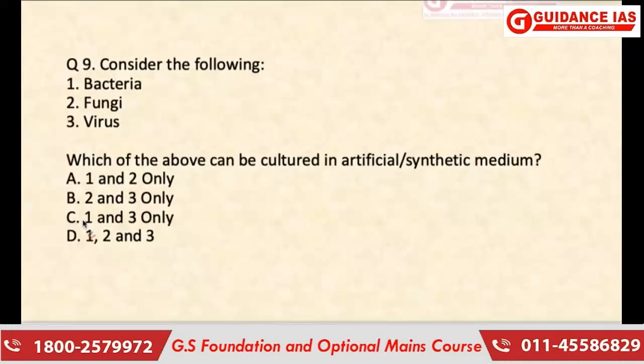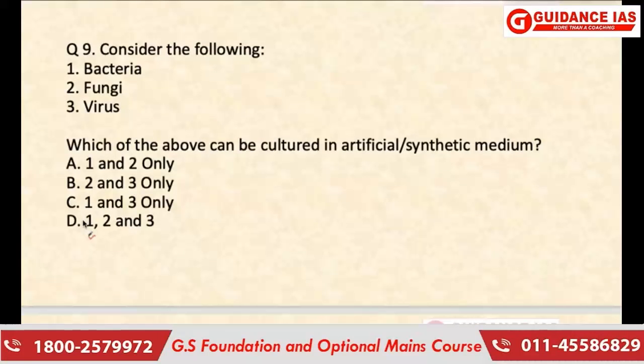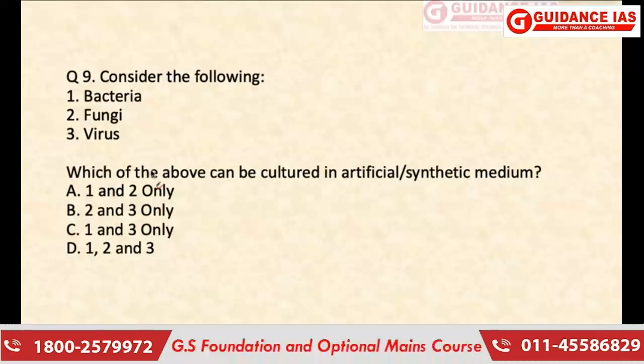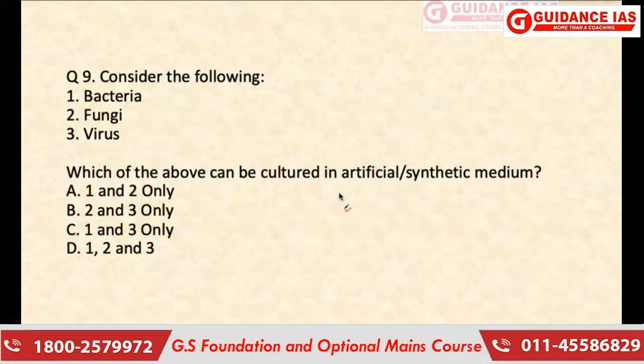Moving ahead with question number 9. Question number 9 says, consider the following: bacteria, fungi and virus. Which of the above can be cultured in artificial medium or the synthetic medium? I am not sure who all of you know the meaning of the artificial medium or the synthetic medium, but let me tell you that there are two kinds of culture media. First is the natural media and the second is the synthetic media.